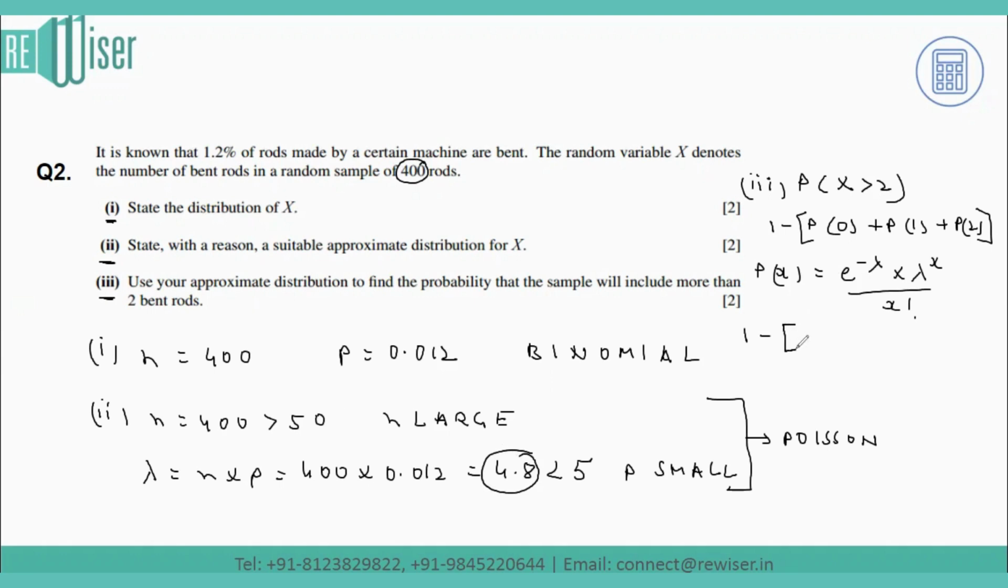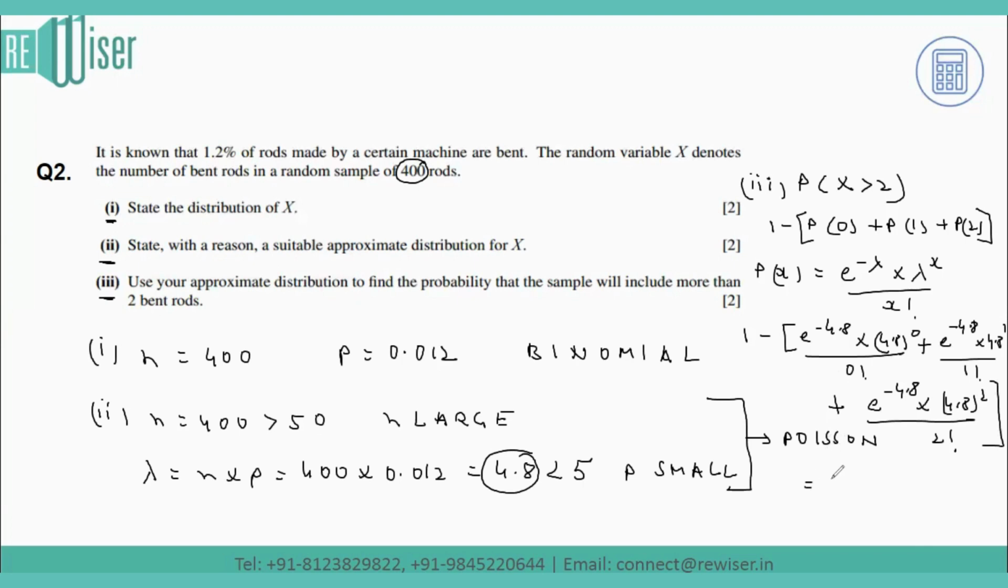So I'm writing 1 minus, and calculating it for P(0): e to the power minus 4.8 times 4.8 to the power 0 divided by 0 factorial, plus e to the power minus 4.8 times 4.8 to the power 1 divided by 1 factorial, plus e to the power minus 4.8 times 4.8 squared divided by 2 factorial. If I calculate this value, the answer for the third part of the question is 0.857. That's the answer for the third part.